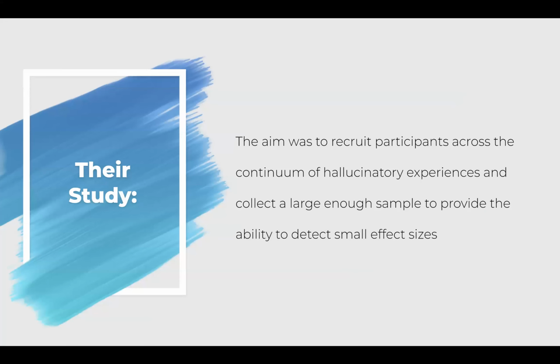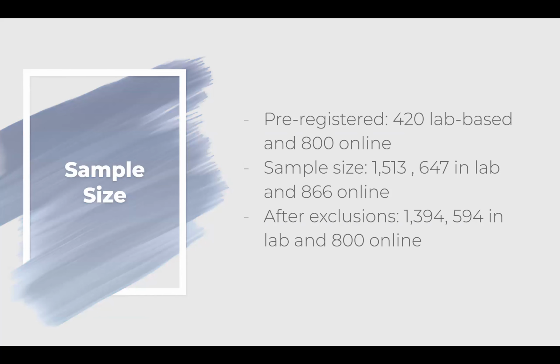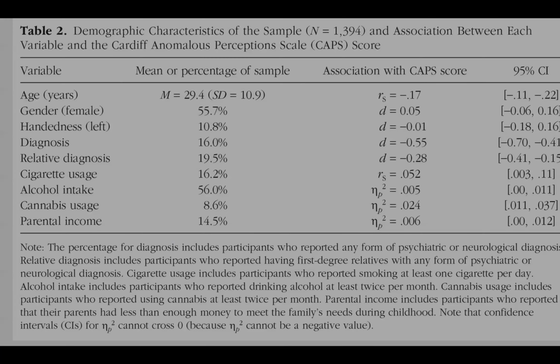Now, the aim of their study was to group participants who have hallucinatory experiences and collect a large enough sample size in order to detect even the smallest effect sizes of their samples. In their sample size, they had a pre-register of 420 lab-based and 800 online people. However, in their final sample size, they got 1,513 people, but over 100 people in that sample were redacted after the exclusion criteria were implemented.